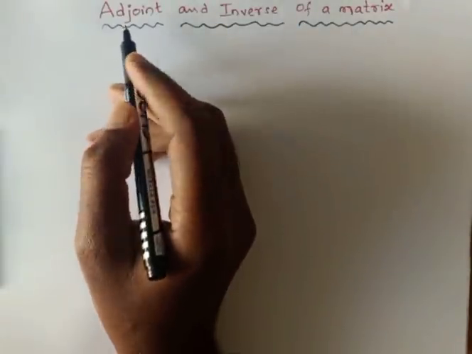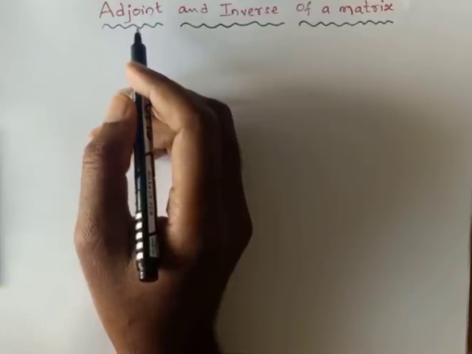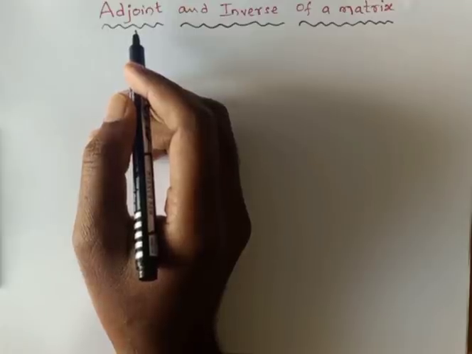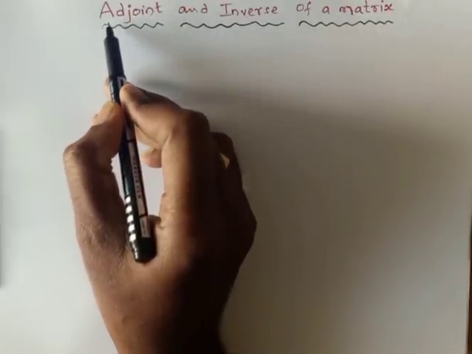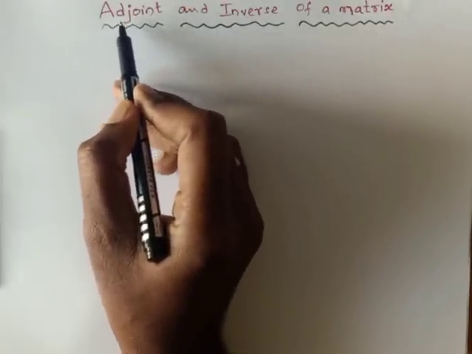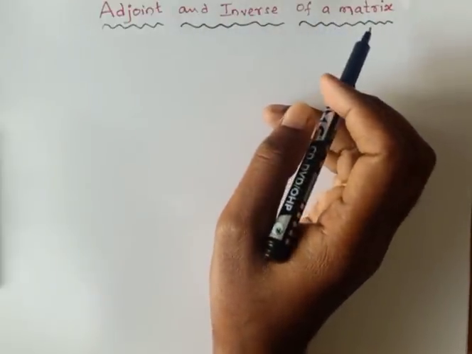Dear students, in the previous lecture we have seen the concept of determinant and how to evaluate various types of determinants by using properties. Now, in this lecture, we are going to define adjoint of a matrix and inverse of a matrix.